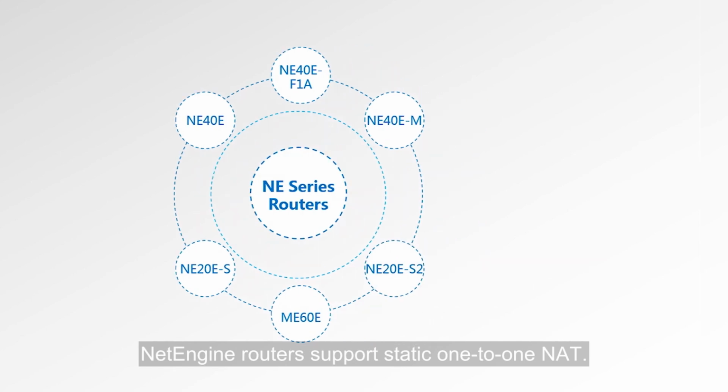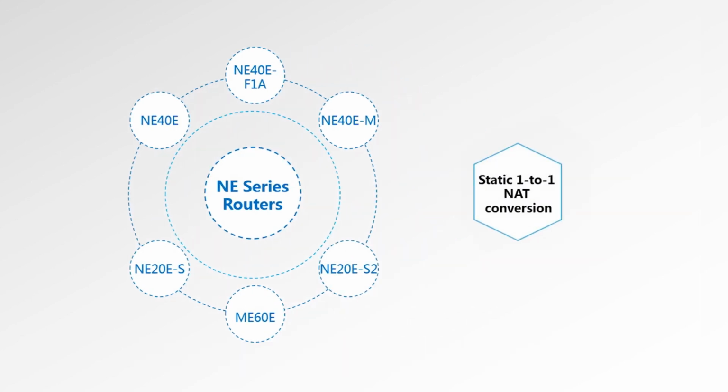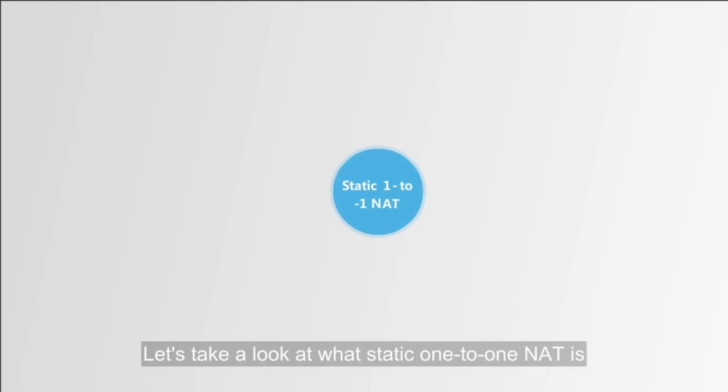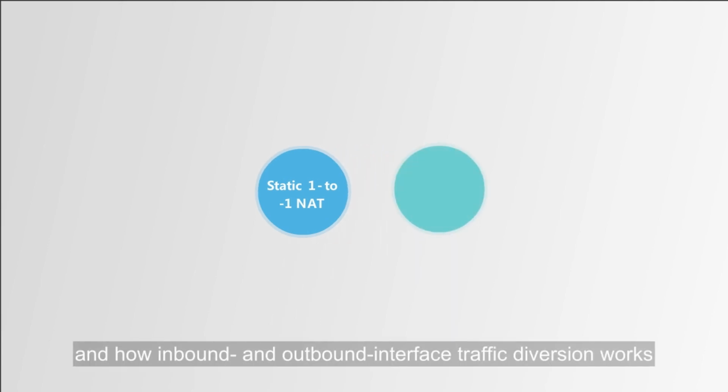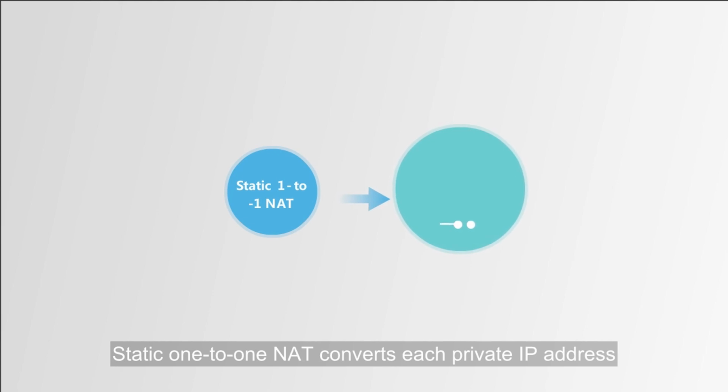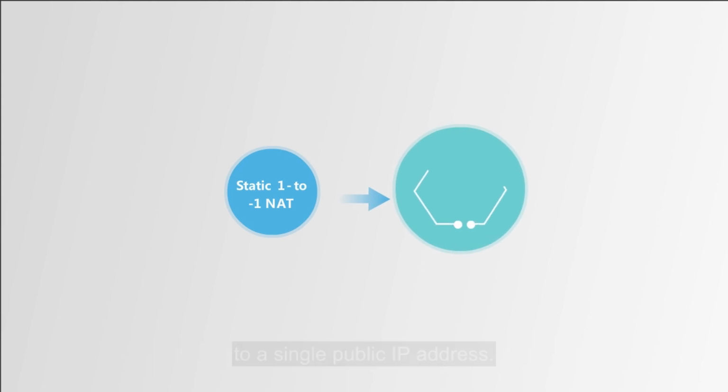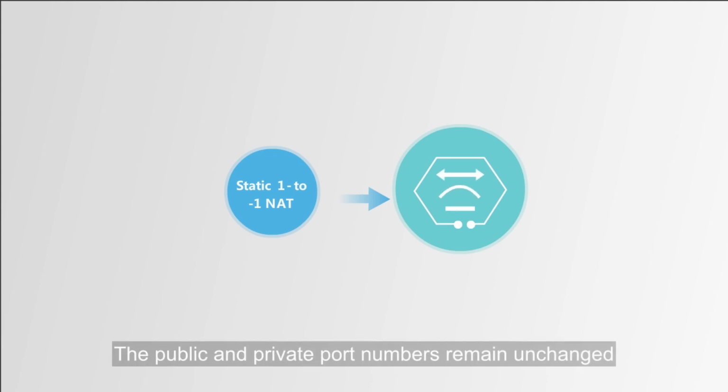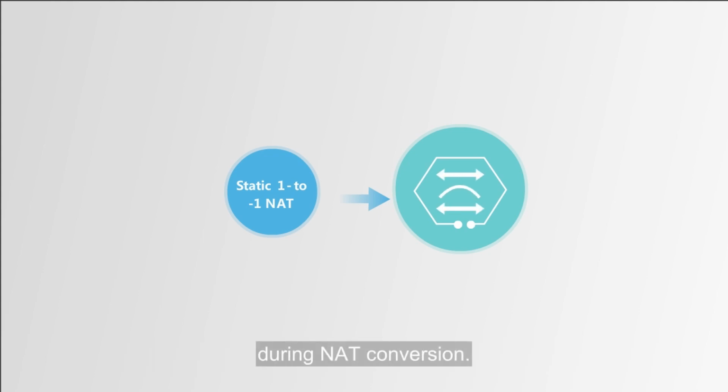Any router supports static one-to-one NAT. Let's take a look at what static one-to-one NAT is and how inbound and outbound interface traffic diversion works. Static one-to-one NAT converts each private IP address to a single public IP address. The public and private port numbers remain unchanged during NAT conversion.